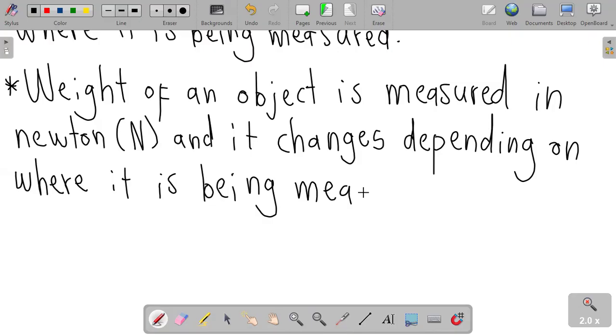So what does that mean? It means that if you measure weight on Earth, it won't be the same weight on the moon or on the other planet. So the weight changes depending on where it is being measured. It depends on where you measure it.